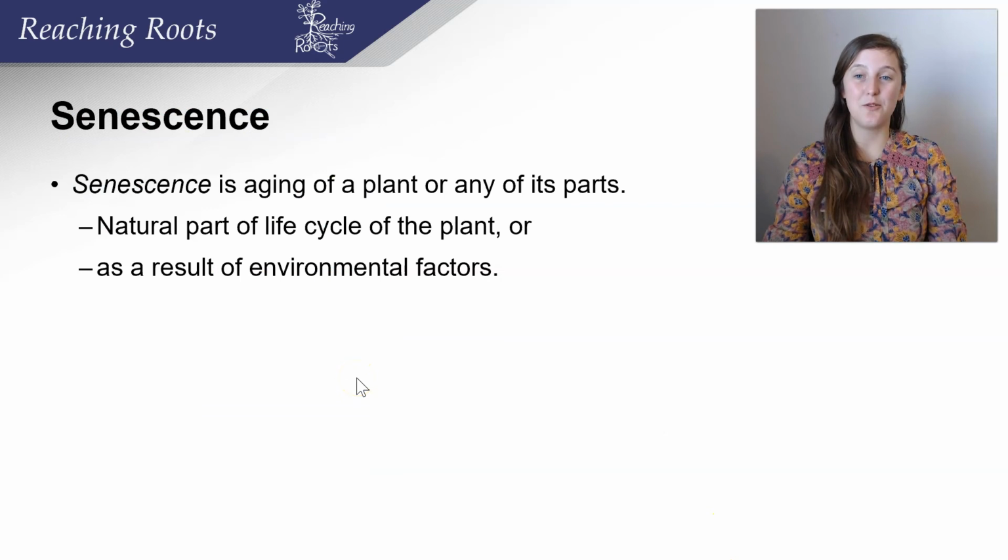Now that we've talked about fruit production and fruit ripening, we're going to go on to our next stage, which is plant death, or senescence. Senescence is aging of a plant or any of its parts. It's a natural part of the life cycle of the plant. For annual plants, they completely die at the end of the season. This senescence is natural and a part of their life cycle. But senescence can also occur as a result of an environmental condition that hurts the plant, or a disease.